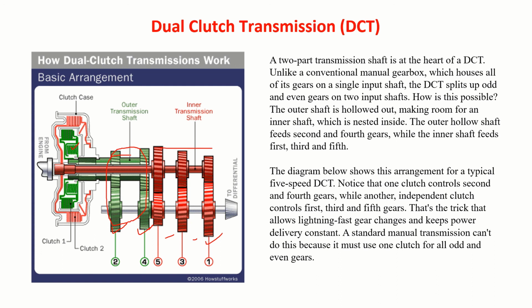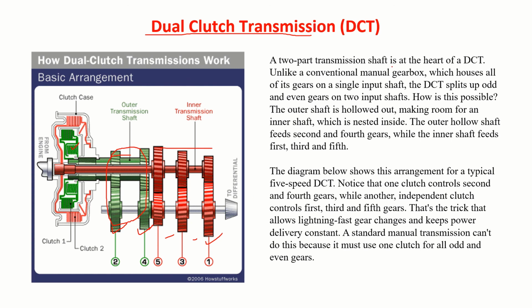So the idea here is to reduce the time. Otherwise, 1, then you go to 2, then you go to 3, then you go to 4 and all kinds of things like that. Instead of that, you can change even to even, or odd to odd, and you can reduce the time. So that means the vehicle speed variations can be very much reduced. That's what we call a dual clutch transmission system.